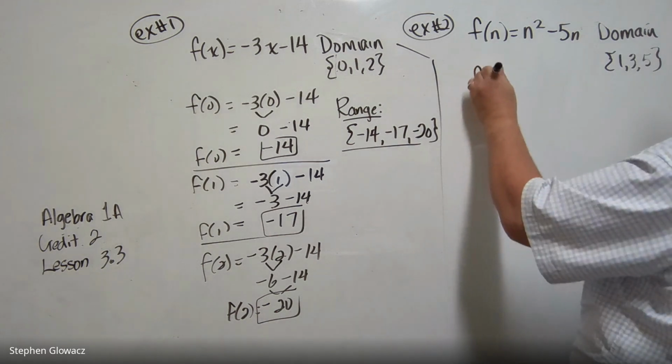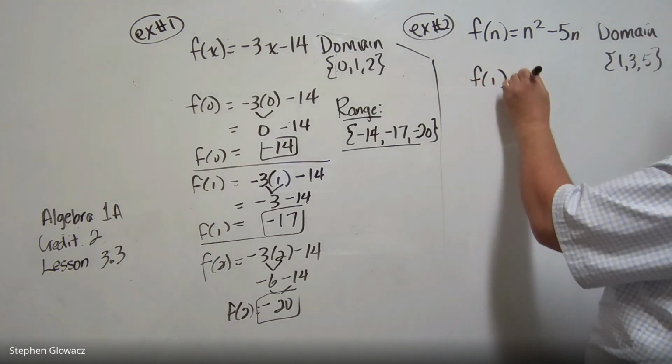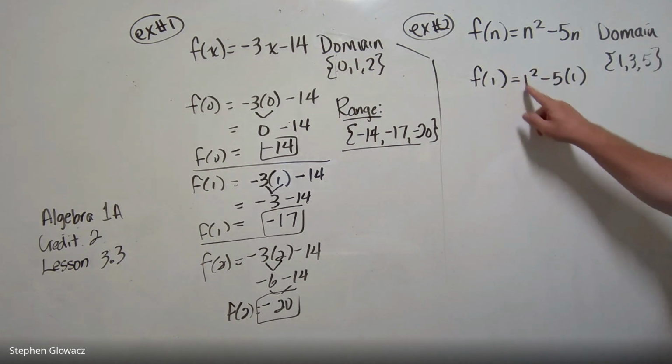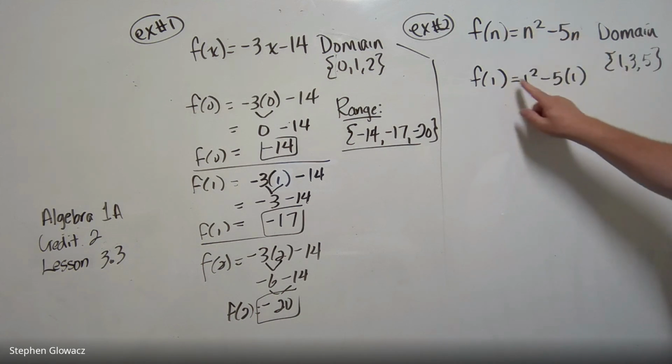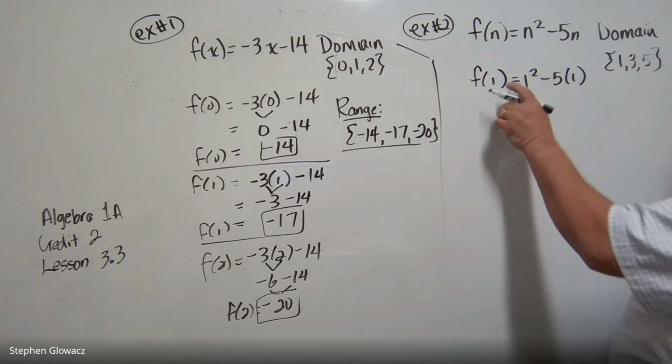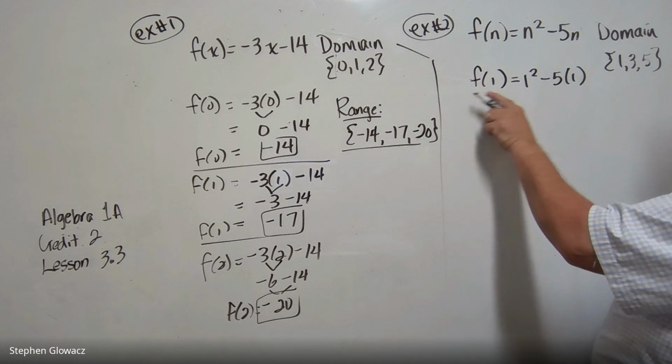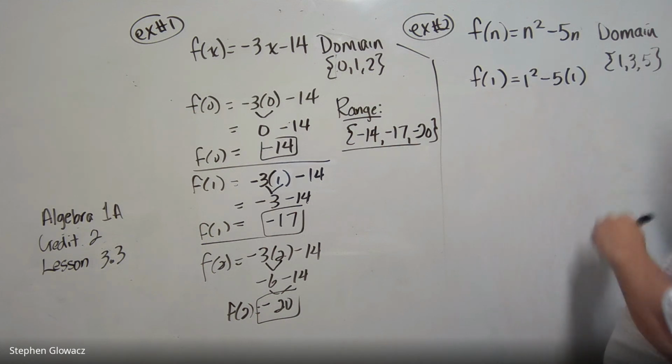We're going to start with 1. So f of 1 equals 1 squared minus 5 times 1. So all three places where we see an n, we're going to substitute that 1. Although we're not going to be doing anything over here, that just allows us, when we write the answer, to see the number that we substituted in for n.